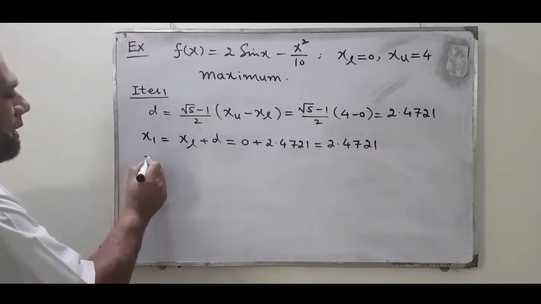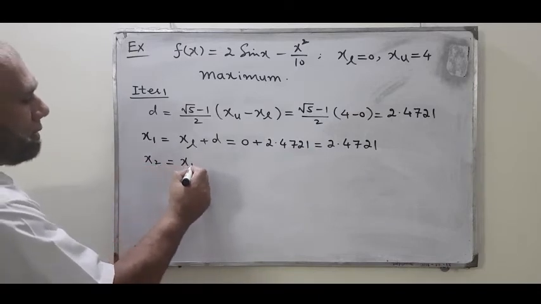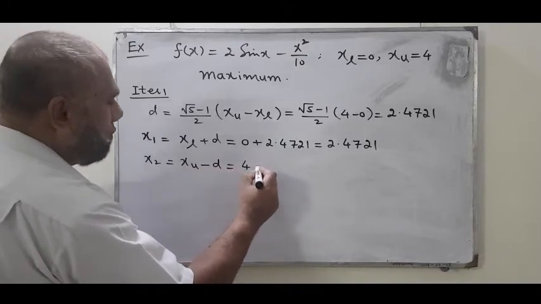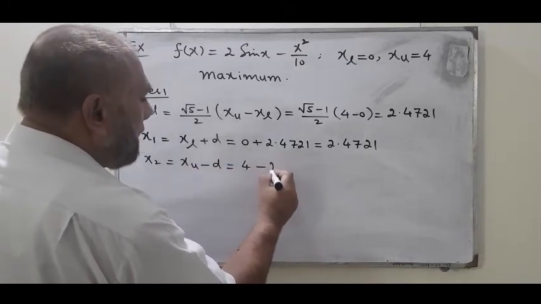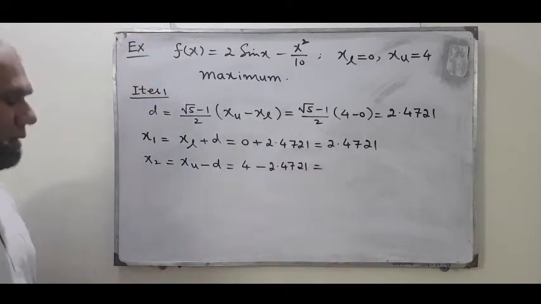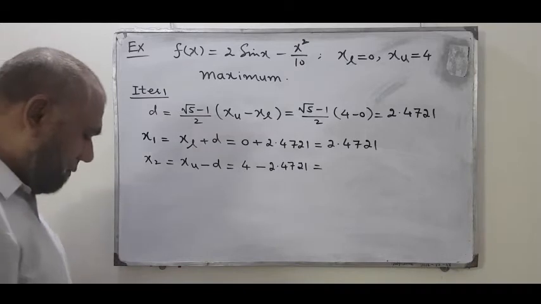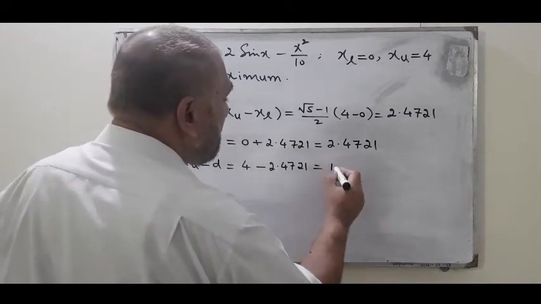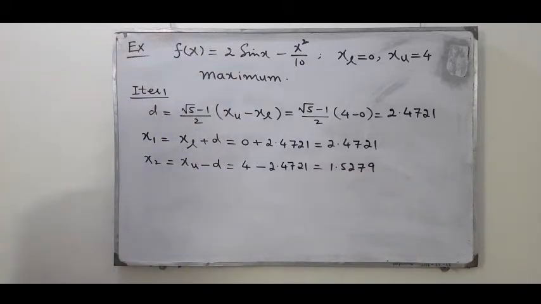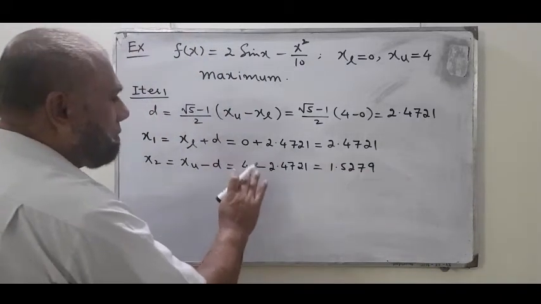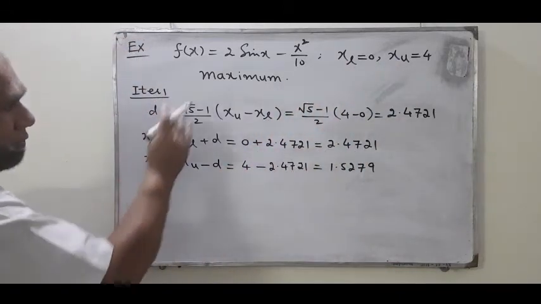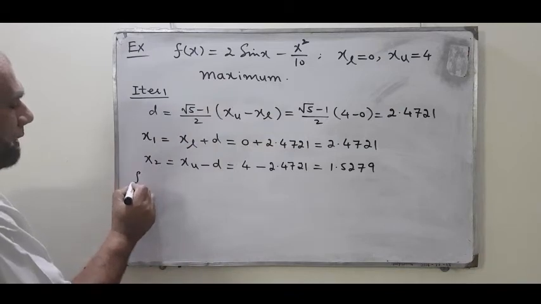Second, we calculate x2. The formula to calculate x2 is xu minus d. This gives you 4 minus 2.4721, the value of d. On taking the difference gives you 1.5279. Okay. Now we have the values of x1 and x2 as well as the two endpoints. Now we calculate the function's value at all these 4 points one by one.